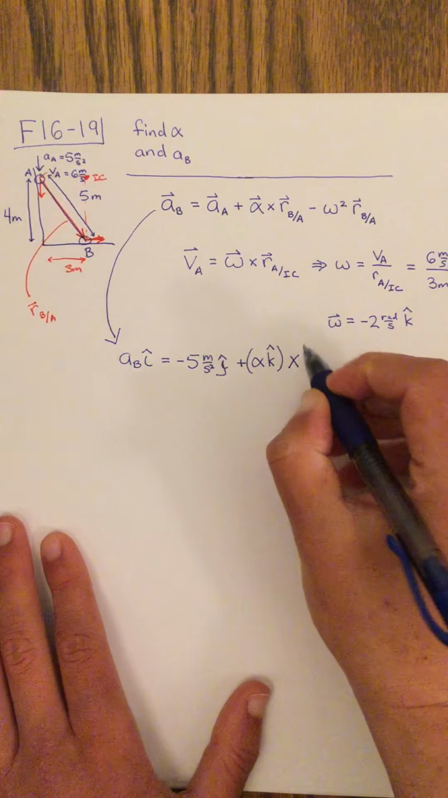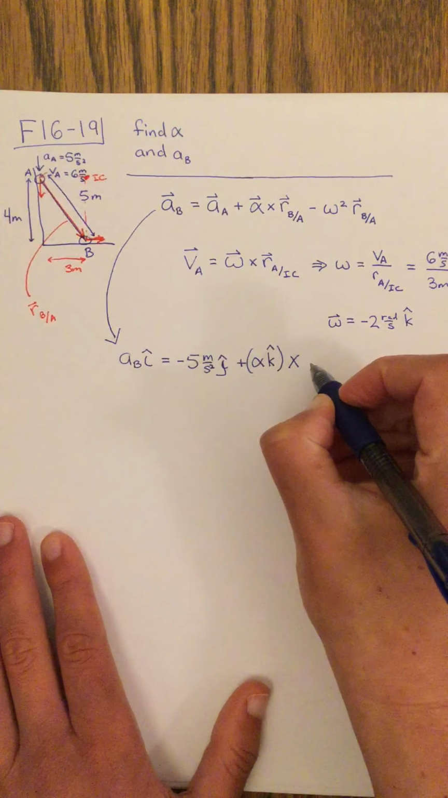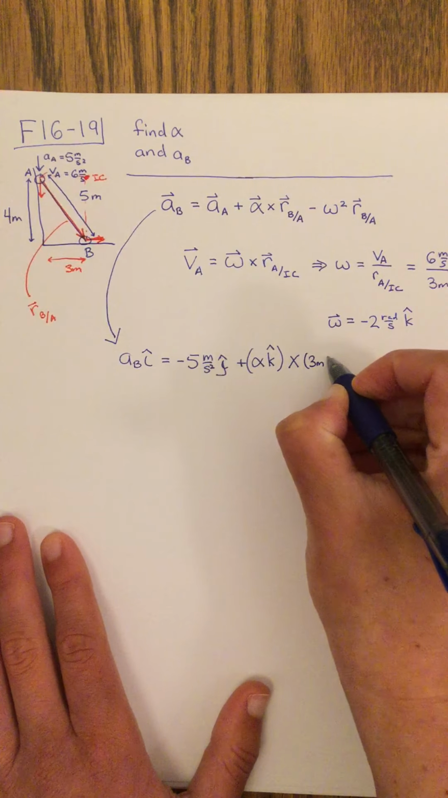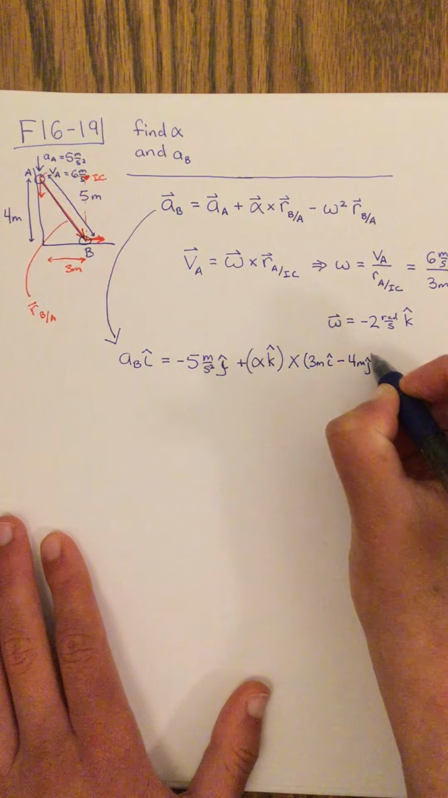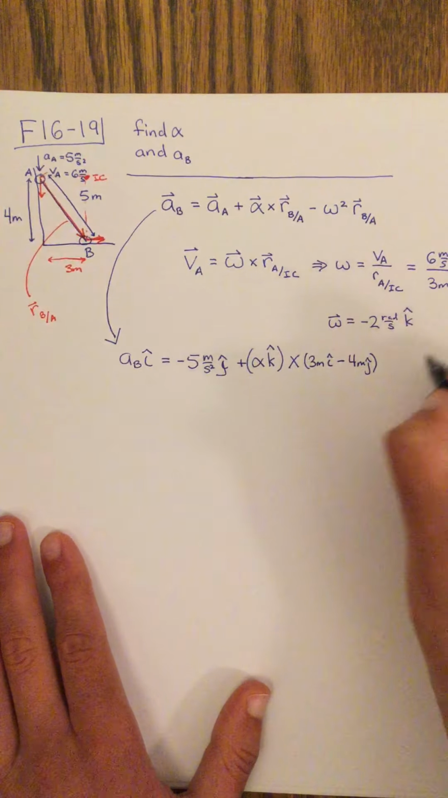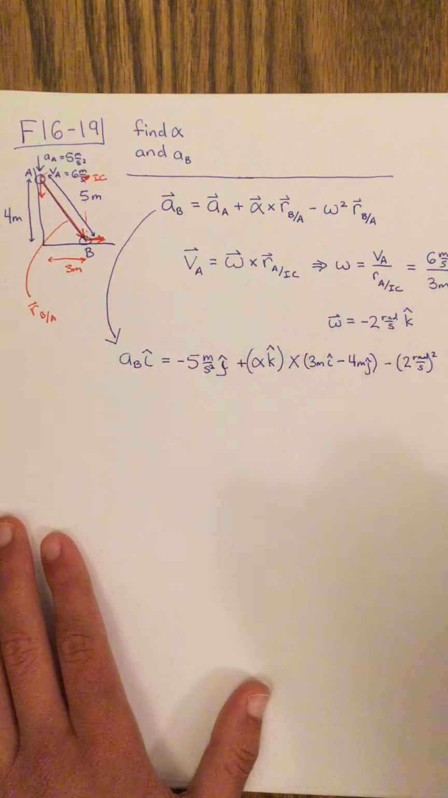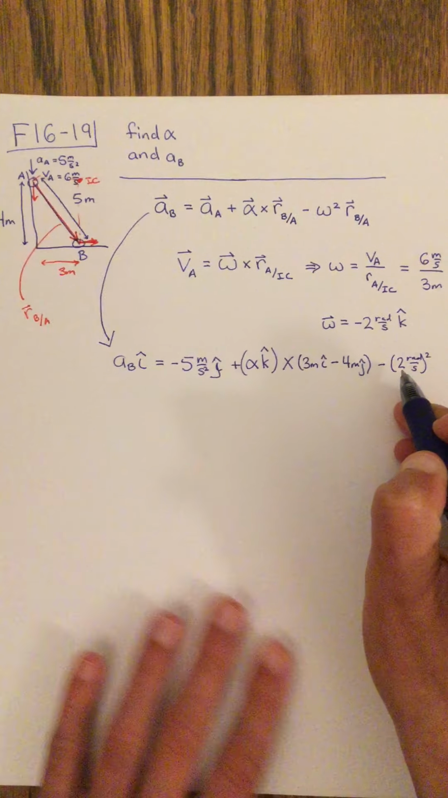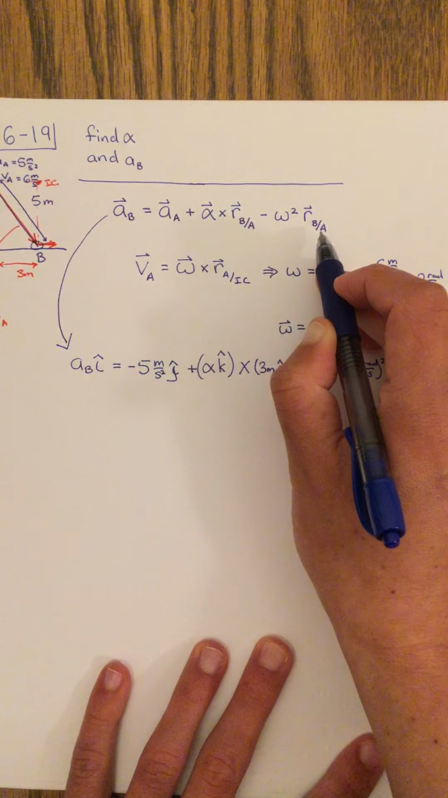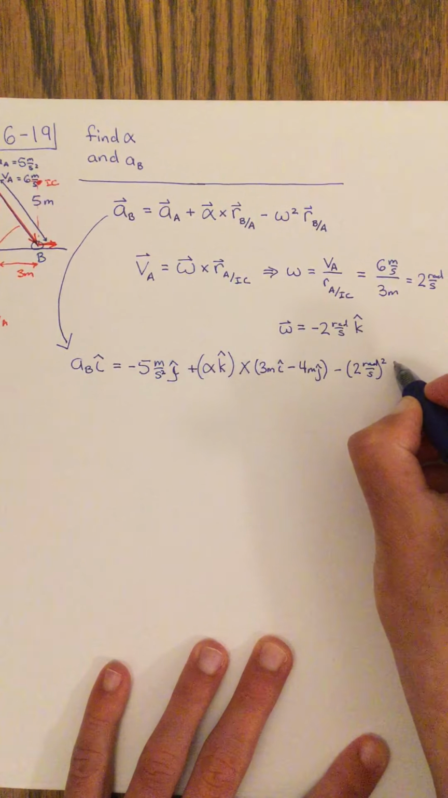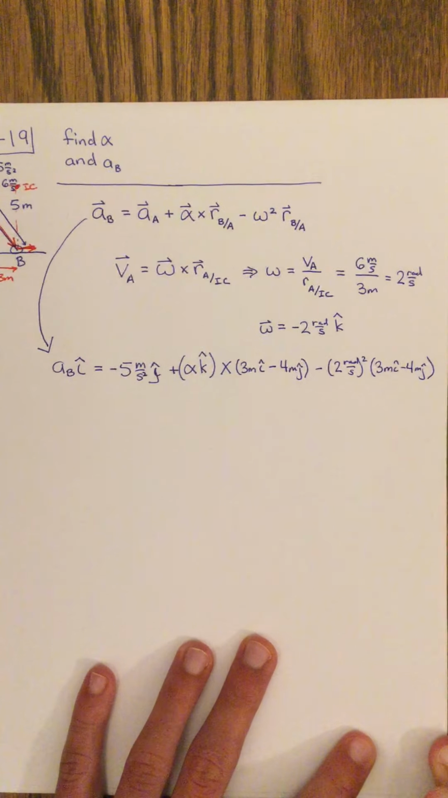So this is crossed with my position vector here. In the i-hat direction, it's going 3 meters, minus it's going down 4 meters in the j-hat direction. So that's this here, minus the angular speed squared, which is 2 radians per second, squared. Or you could stick the negative sign in here, and when you square it, it still comes out to be positive 4. Then we have the same position vector that we had over here. This is 3 meters i-hat minus 4 meters j-hat.